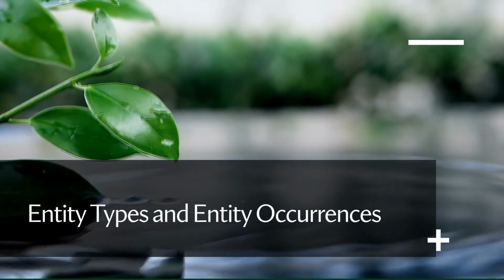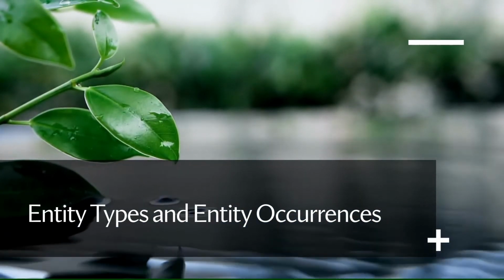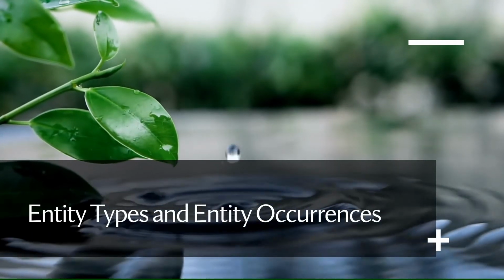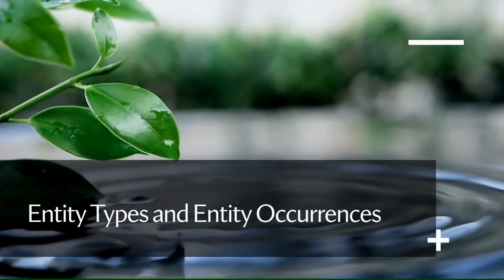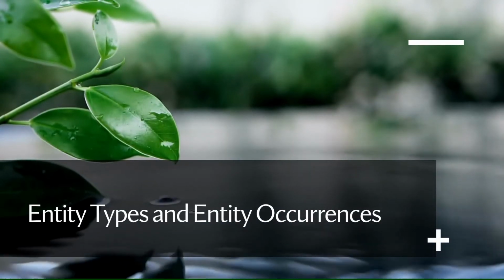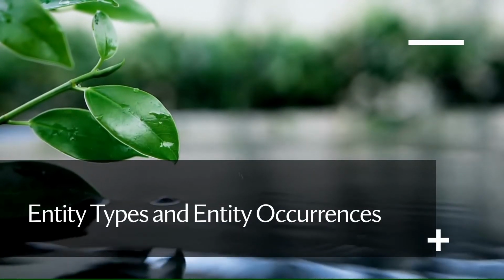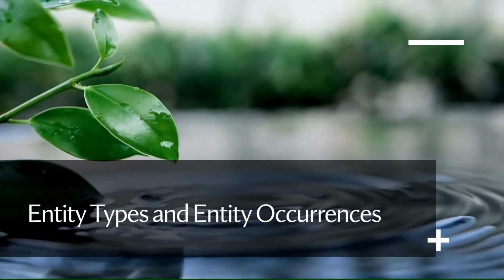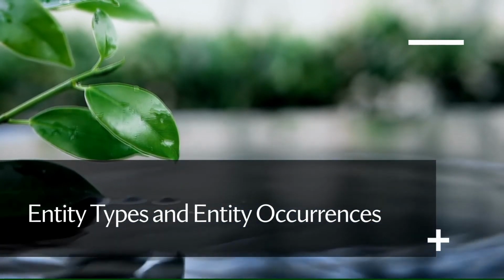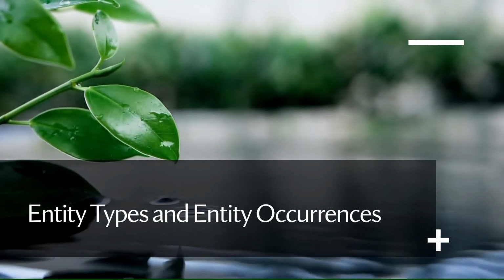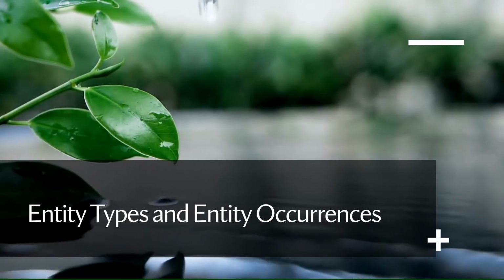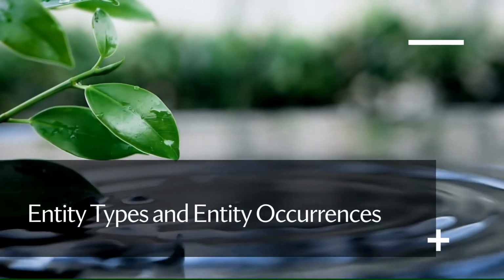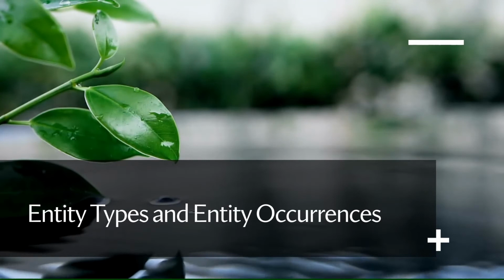Now, what is an entity occurrence or an entity type? Well, to answer that question, we need to look at what an entity is first. When developing a relational database, we are working with entities and relations between these entities. And so, an entity is something that we wish to keep information about. As an example, this might be a customer, or an employee, or an article of sale.